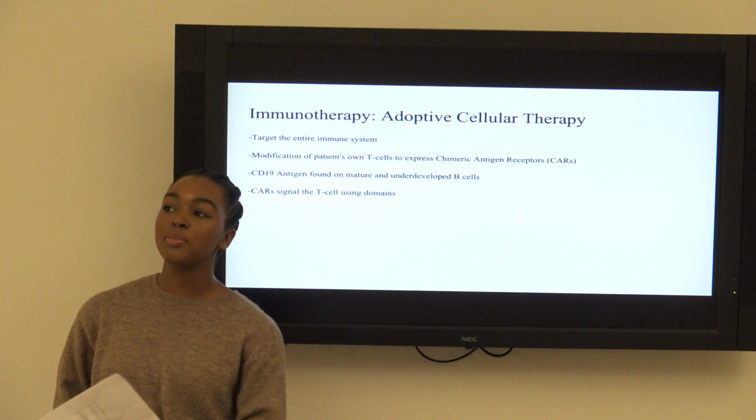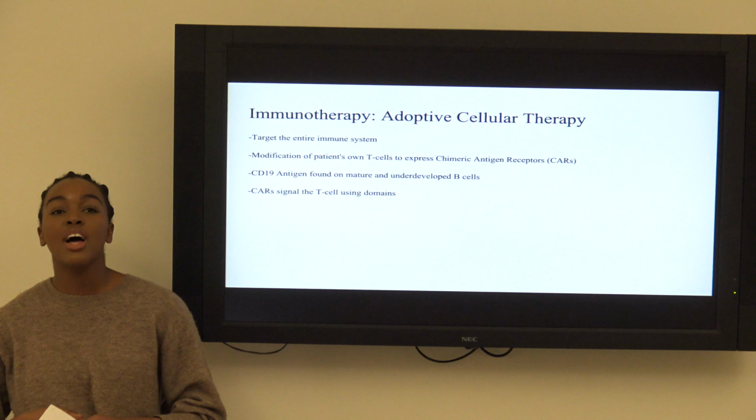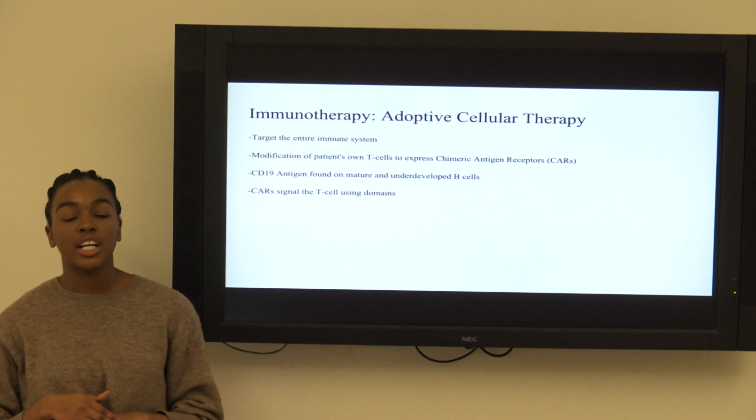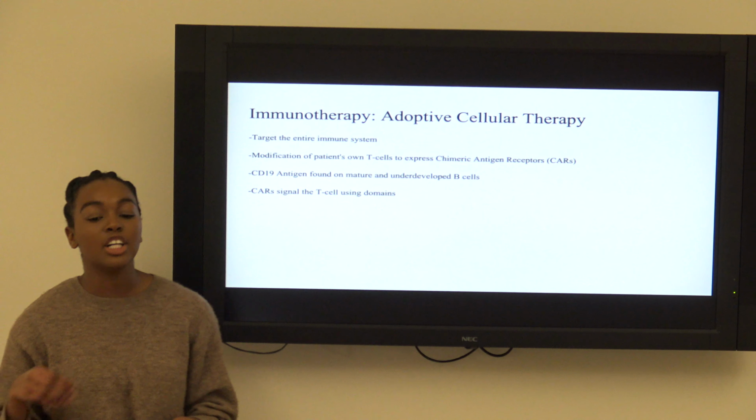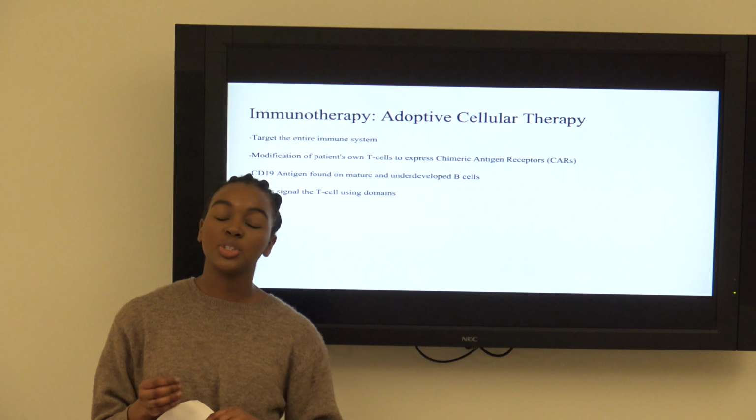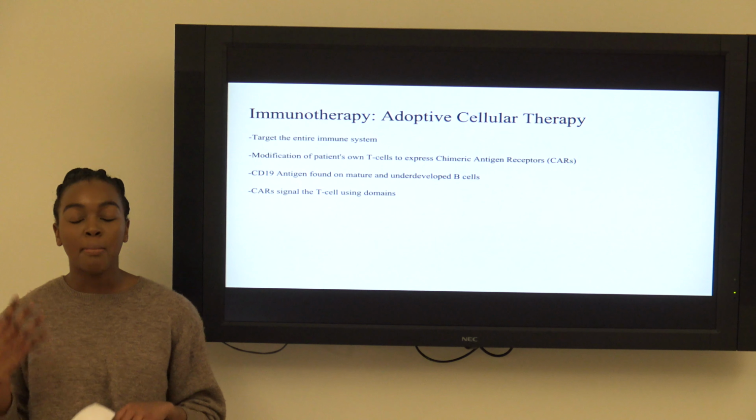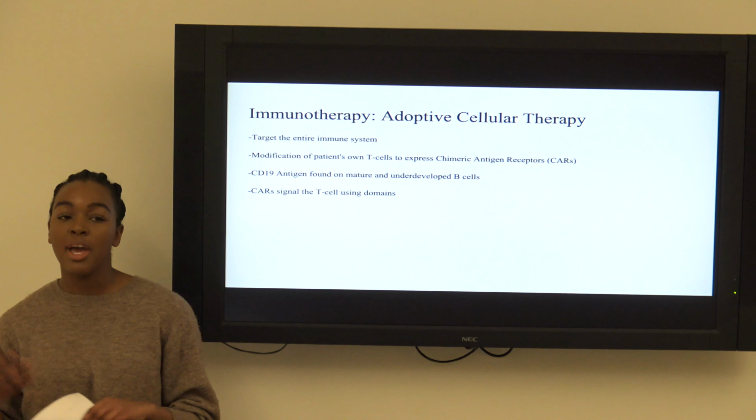So now, immunotherapy. Immunotherapy is basically, instead of administering a drug to the patient, using their own immune system to treat them. So I'm looking at adoptive cellular therapy, which is using the patient's T cells, modifying them, putting them back into the patient, and then allowing those modified T cells to destroy the cancer.